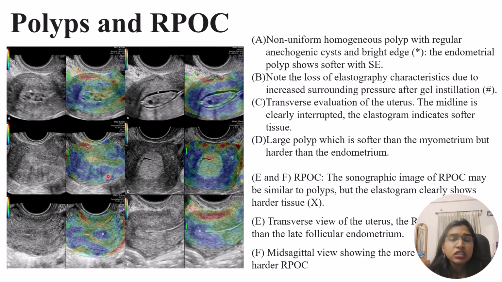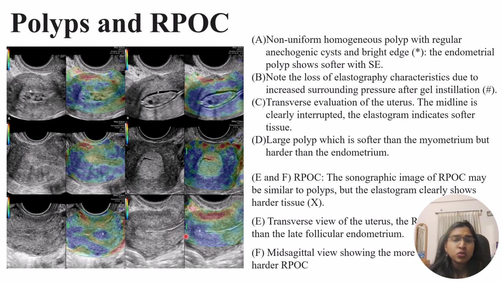In the third picture, there is a transverse evaluation of the uterus. The midline is clearly interrupted. The elastogram indicates it's a softer tissue. In the deep, there is a large polyp, which is softer than the myometrium, but harder than the endometrium.